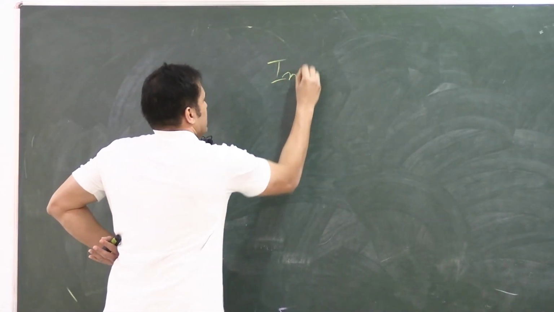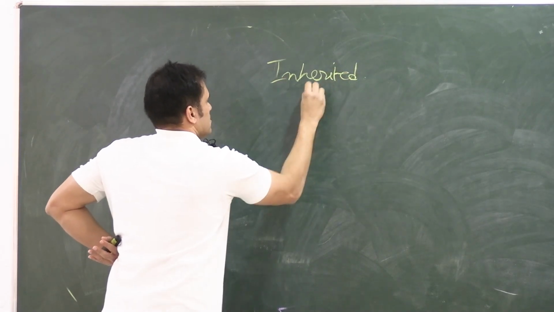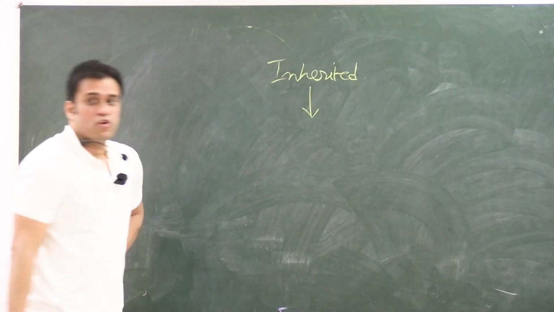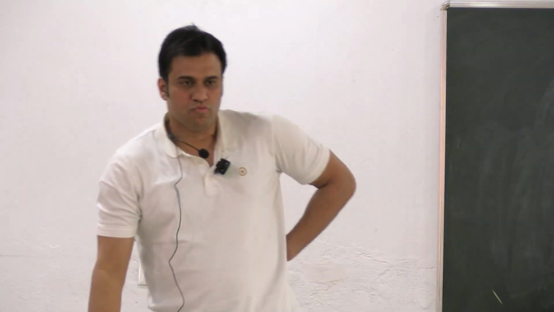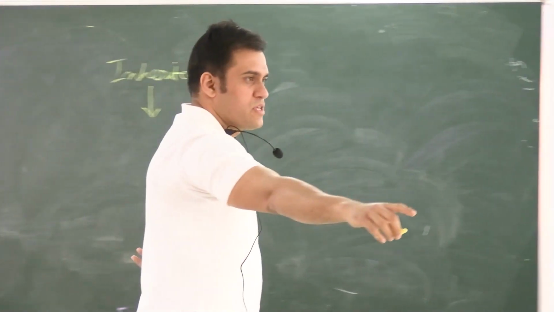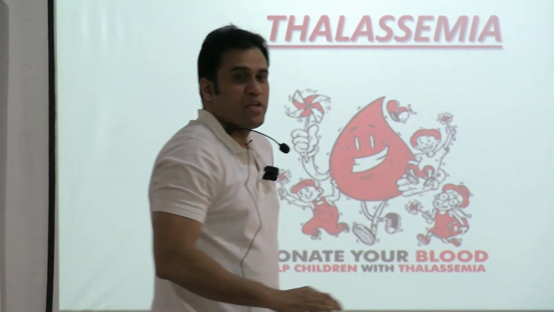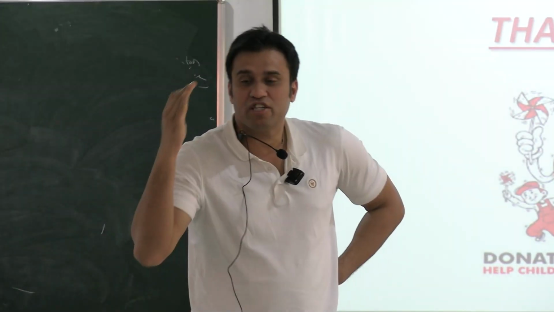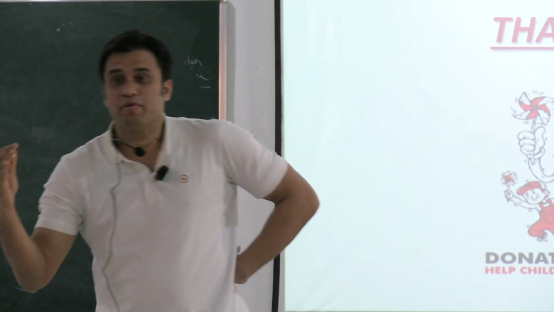Inherited. So this is inherited. So inherited, what does it do? What does it do? Chromosome 16 and chromosome 11 সেখানে কি থাকে? So basically inherited mutations কি করাচ্ছে?